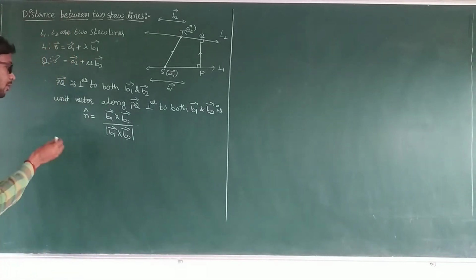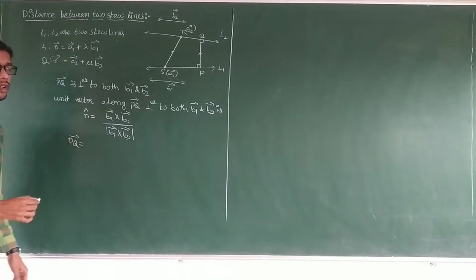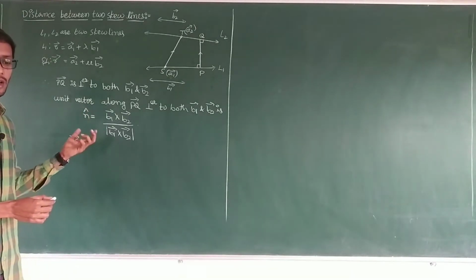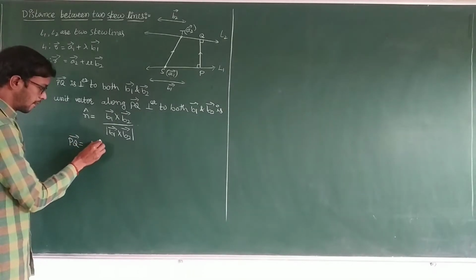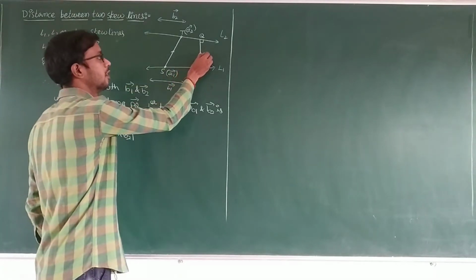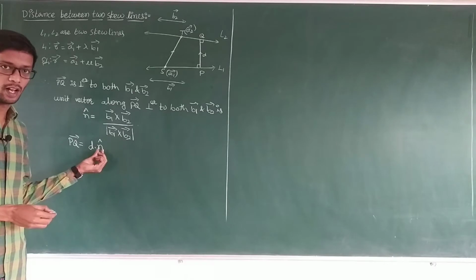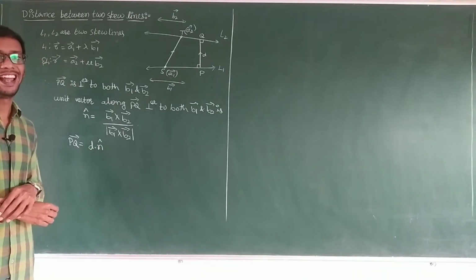Next step, PQ bar is equal to d into n cap. Why? Because this distance I am taking as d, and n cap is a unit vector. Total you need, so that's why d into n cap.